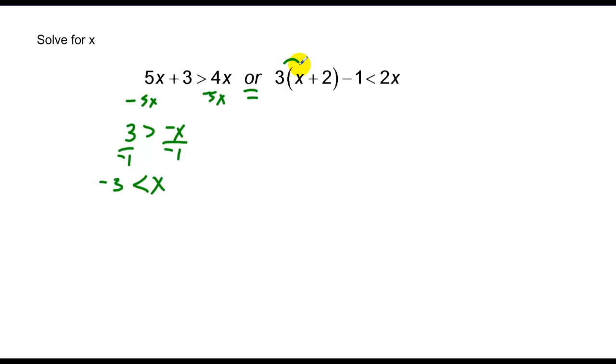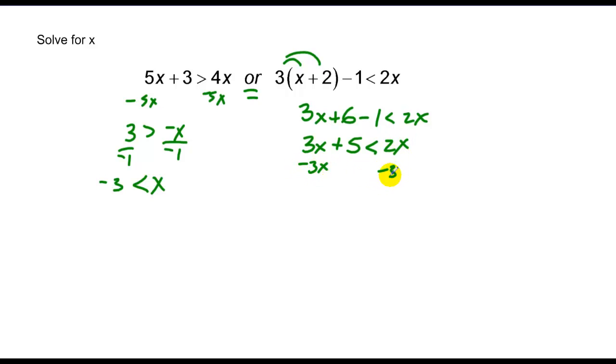And then over here, I'll distribute. And combine like terms. Subtract 3x. And divide by -1. This flips my inequality, like so.